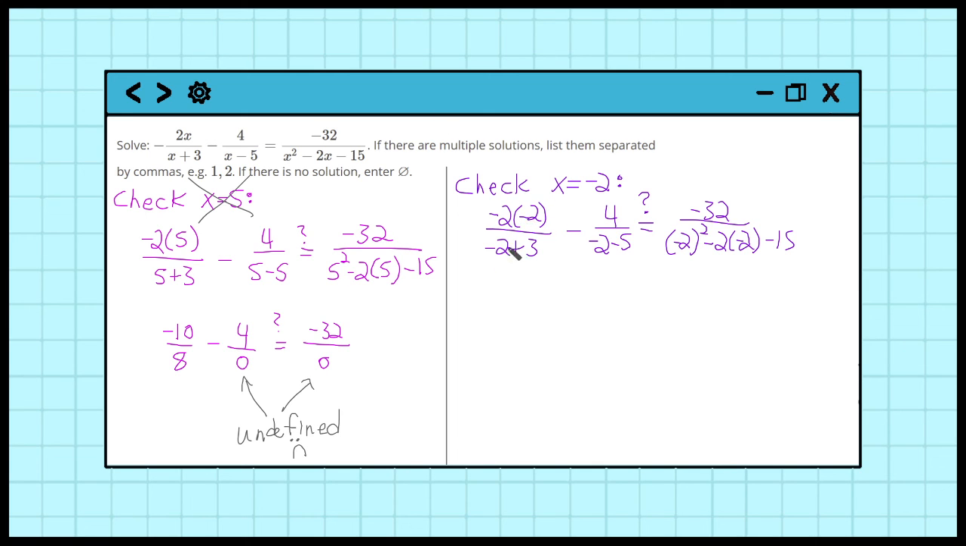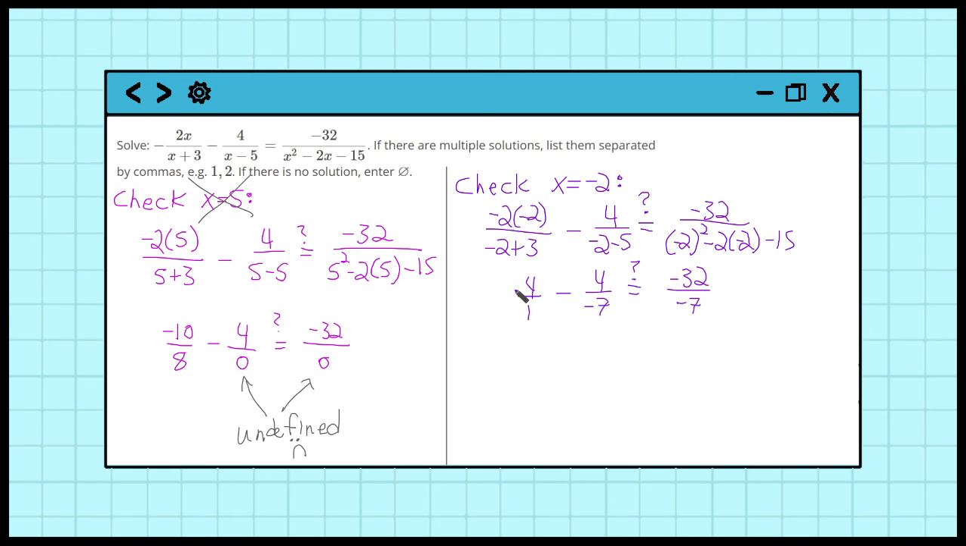So let's see if we can simplify this at all. -2 times -2 is 4. -2 plus 3 is 1. Minus 4 over -2 minus 5 is -7. Then here I have -32 over 4 is this piece. This is also 4. So I have 4 plus 4, because the negatives have canceled to give me a positive, minus 15. So that's 8 minus 15, or -7. So now, again, I don't do anything to the whole equation. I only use order of operations on each side to simplify as much as I can.